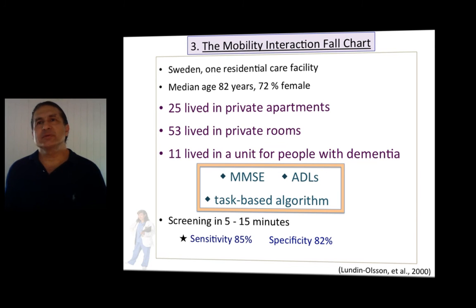My third study is the Mobility Interaction Fall Chart. It was a Swedish residential care facility. Patients' mean age was 82, 72% were female. Living arrangements included either a private room or apartment or a unit for people with dementia. After screens for mental status and ADLs, clients went through a motor and sensory task-based algorithm. Screening time was 5 to 15 minutes, sensitivity 85, specificity 82.